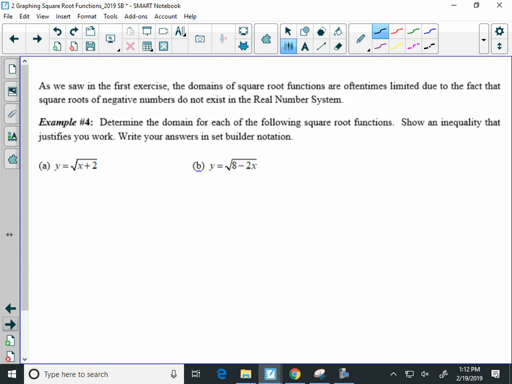I'm going to stick with domain here for a second. So let's talk about domain, then we'll go back to graph. Same kind of thing that we were just doing. Let's jump right to B. If I want to find the domain of the square root of 8 minus 2x, I start off the same way I just did.